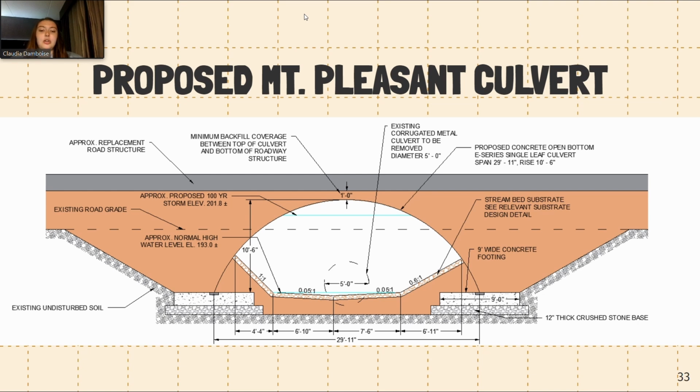As you can see, the 100-year storm elevation is above the existing road grade, which is why we needed to raise the road elevation. The stream bed was designed using Stream Smart guidelines, which is to match the existing stream bottom, and we also used our survey data. We designed 9-foot footings for the culvert, which is a conservative design.